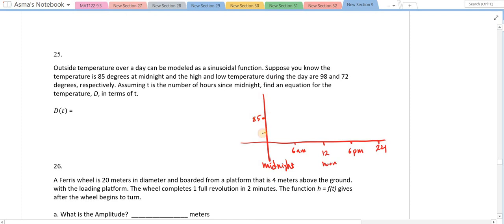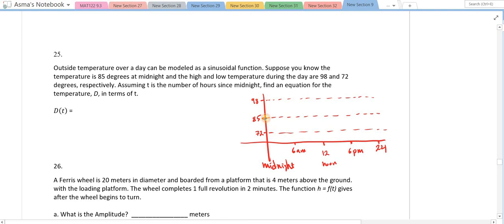Then the low is going to be 72 here. And then 98 is going to be the high of the day, which is the difference is 13 degrees, I guess. So here is the midline for the sinusoidal function. That is the midline. I'm going to just plot the other lines just to make it a little bit easy to graph the sinusoidal function.